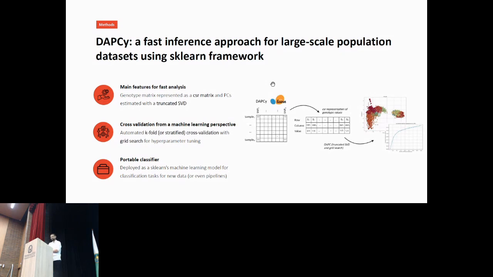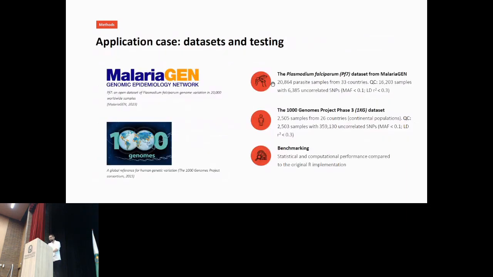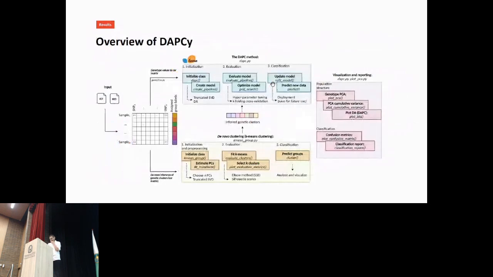In addition, for cross-validation, we implement automated cross-validation using k-fold or stratified k-fold with grid search for hyperparameter tuning. And since it was developed as a scikit-learn machine learning model, it can be used as a portable classifier for new samples when there is no, for example, a cluster or a big infrastructure for this kind of analysis.